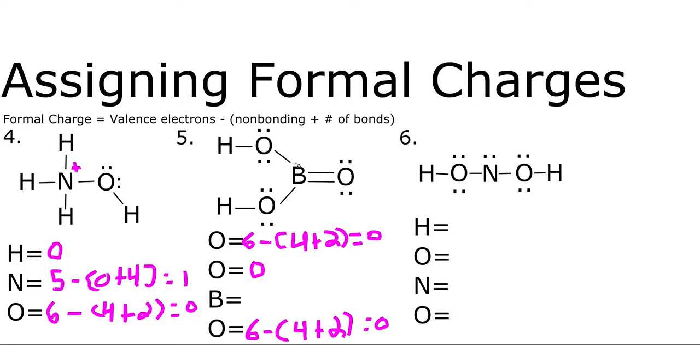Let's look at boron. Boron is found in group 13, so it has 3 valence. We'll subtract that, and then how many lone electrons? 0. How many bonds does it form? 1, 2, 3, 4. So plus 4. And 3 minus 4 equals negative 1. So this boron has a negative charge.